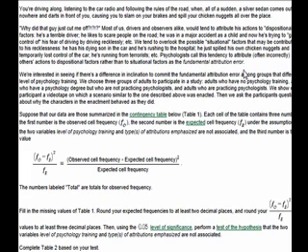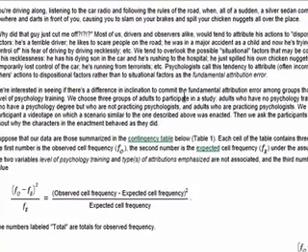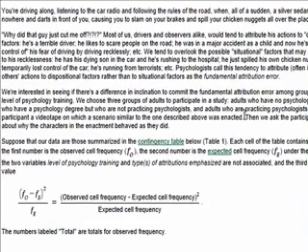Psychologists call this tendency to attribute, often incorrectly, others' actions to dispositional factors rather than situational factors the fundamental attribution error. We're interested in seeing if there's a difference in the inclination to commit the fundamental attribution error among groups that differ in the level of psychology training. So we choose three groups of adults to participate in a study: adults who don't have any psychology training, adults who have a psych degree but are not practicing psychologists, and adults who are practicing psychologists.